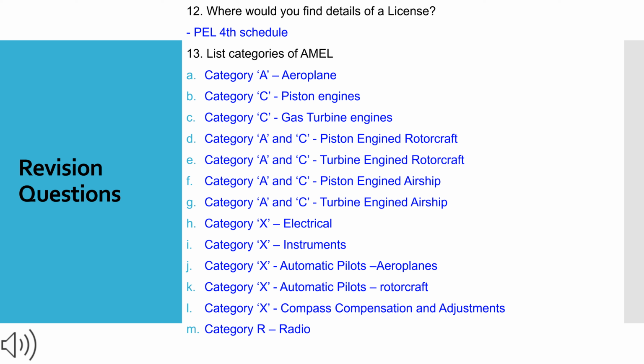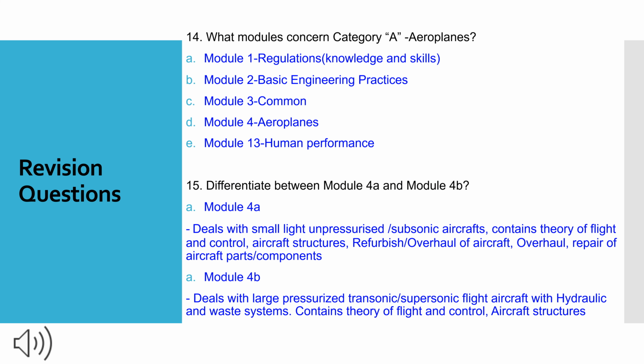And question number 13, asking you to list categories of aircraft maintenance engineer license. There are about 13 categories per the Civil Aviation Personnel Licensing Regulations of 2017, which can include Category A, Category C, Category X, and Category R. Question number 14. What modules concern Category A? Aeroplanes.